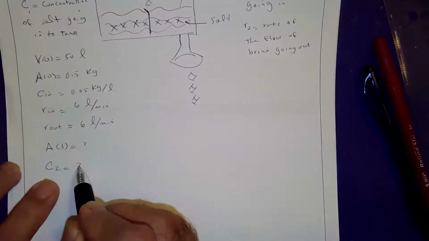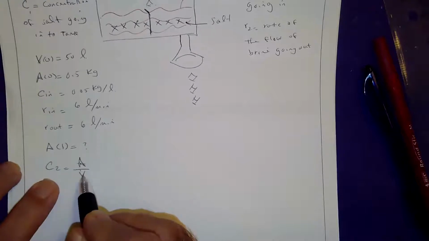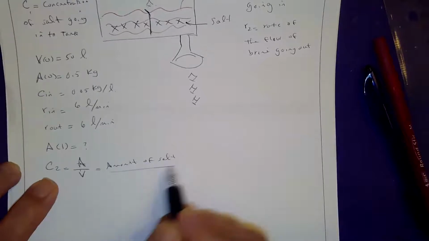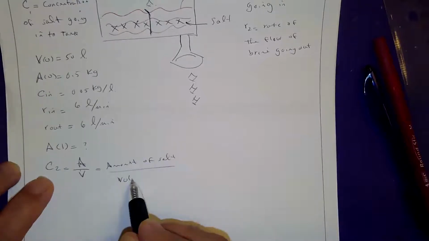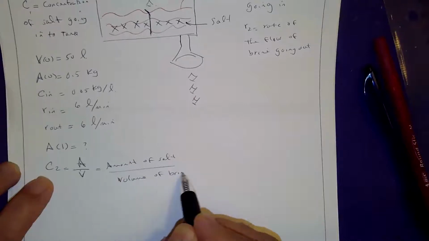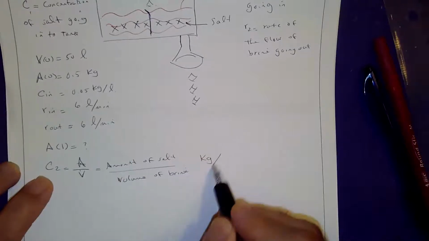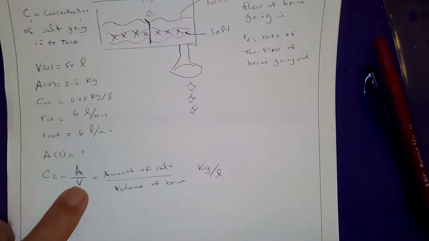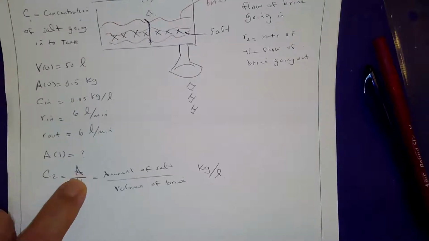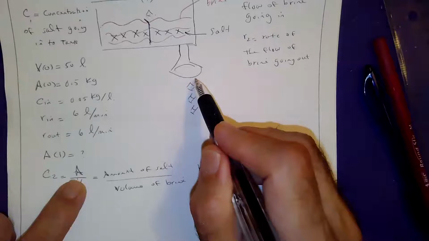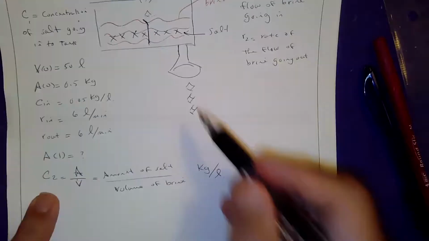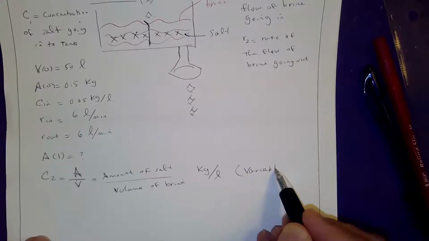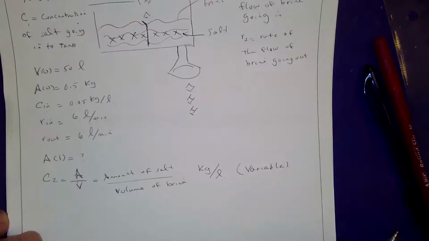So what is it equal to? It is a function of A over V, which is the amount of salt divided by the volume of brine, which in terms of units would be kilogram per liter. So it's A over V, because I have to know what the volume is and what the amount is. So at that specific time, I can tell you what the concentration flowing out is. Therefore, this is going to be a variable. So it's not constant, as she said correctly, and thank you so much.